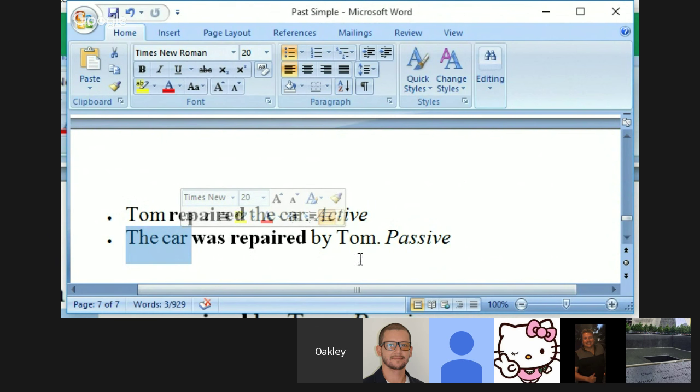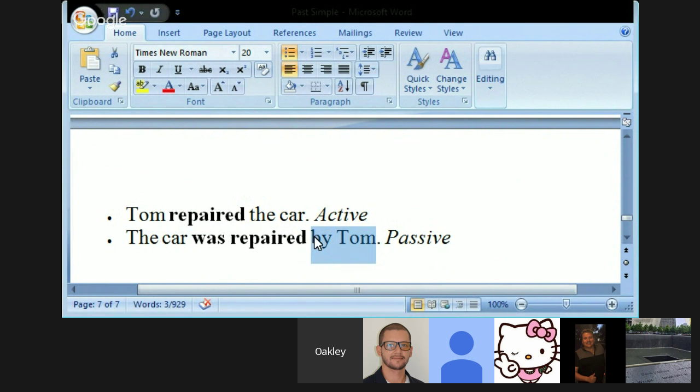The car was repaired by Tom. This prepositional phrase, by Tom, is not even necessary in a passive. We don't even need it, only if we want to indicate who did the action. We use a passive because we don't care who did the action, or it's very obvious who did the action, or we don't know who did the action.